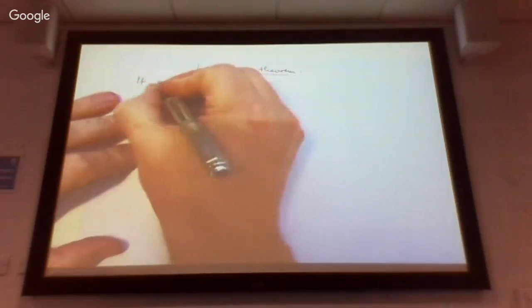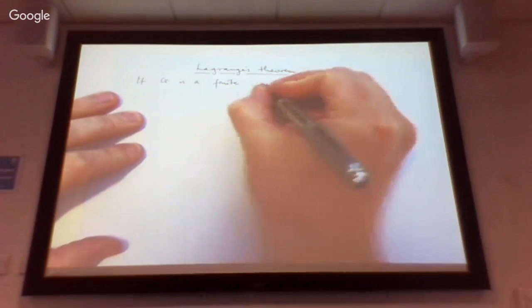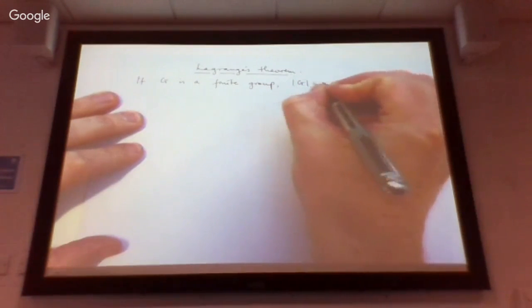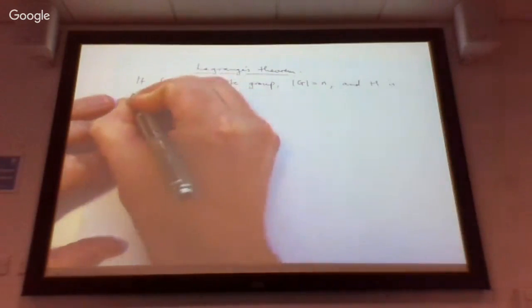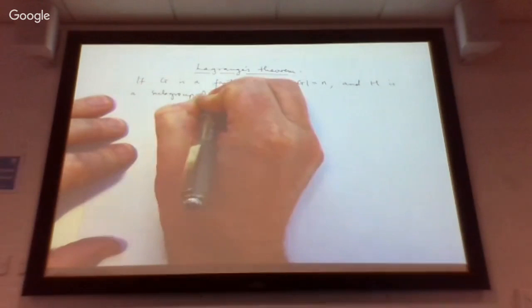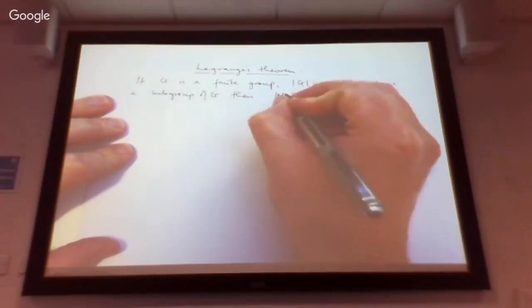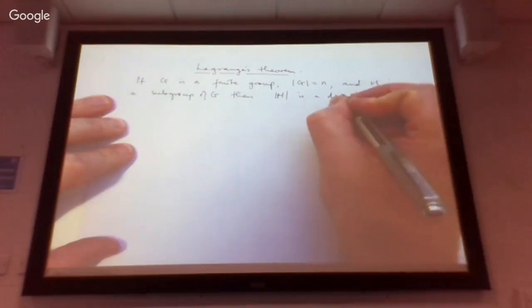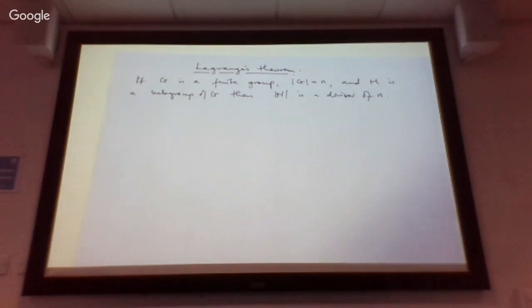So if G is a finite group, let's say the order of G is n, and H is a subgroup of G, then the order of H is a divisor of n.